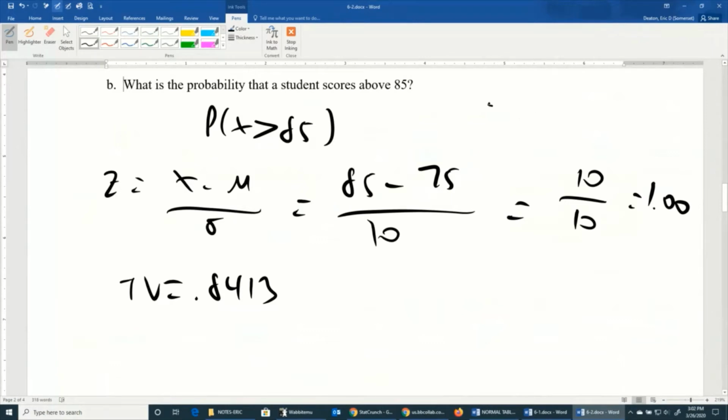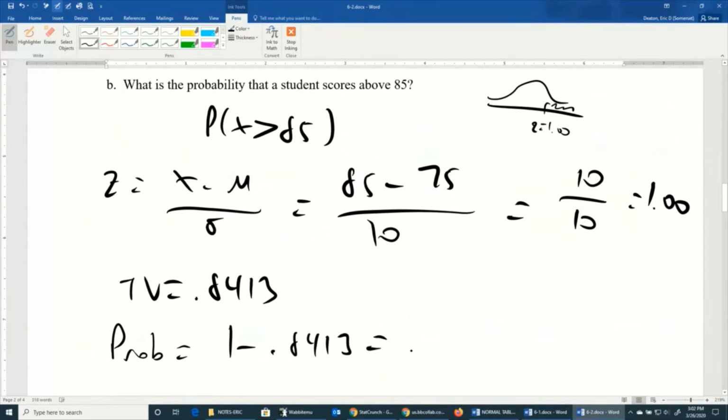And then since it's a greater than, 1.0 is over here, greater than to the right. There's no way that's the answer. So we need the area to the left end. So the probability is found by doing 1 minus 0.8413, which is 0.1587.